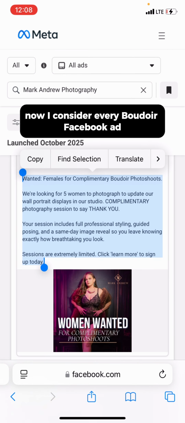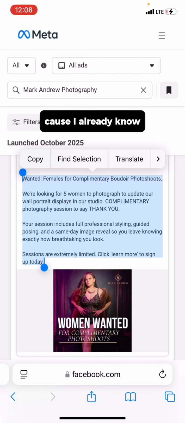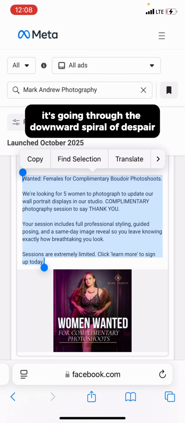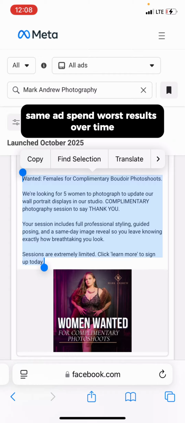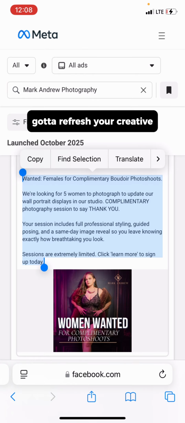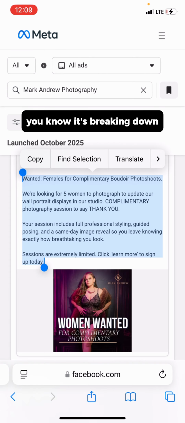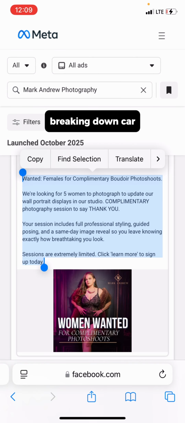Now, I consider every Boudoir Facebook ad that has more than 2 out of 10 mistakes to be a breaking down Boudoir Facebook ad. Because I already know it's going through the downward spiral of despair. Same ad spend, worse results over time, ad dying out, ad burning out, got to refresh the creative. So basically it's an ad that's performing worse and worse over time.